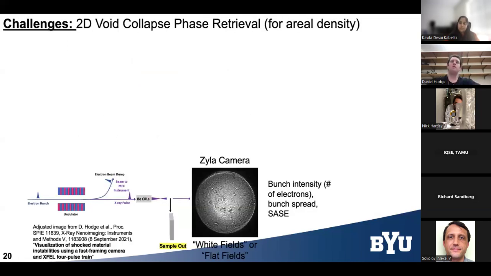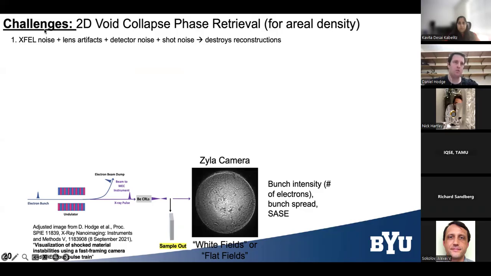And so what we want ultimately is the areal density, but there's a lot of factors that we need to consider. A lot of pre-processing, which very heavily contributes to the quality of the phase retrieval, or getting the areal density information. So one of the challenges is we have to deal with the X-ray free electron laser noise.